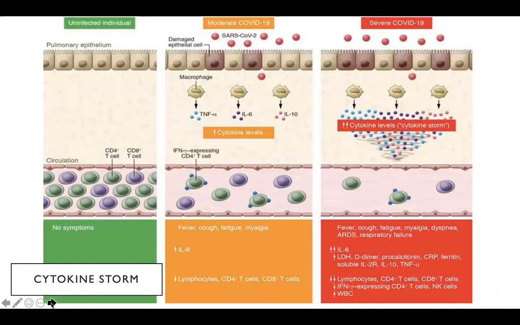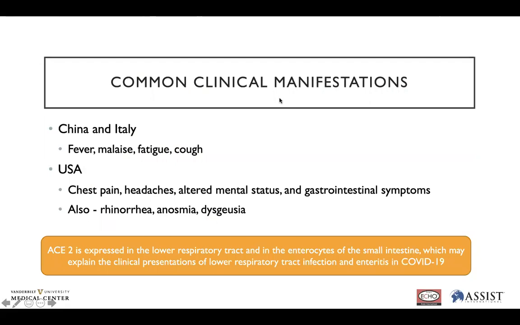Next slide, please. The common clinical manifestations that we just covered are general, and in China and Italy specifically, we've seen fever, malaise, fatigue, and cough. Throughout the world, we're beginning to see clinical manifestations in other areas of the body. This has included chest pain, neurological symptoms such as altered mental status and headaches, and even gastrointestinal symptoms, including nausea, vomiting, diarrhea. More recently, we've come to recognize that patients can also lose a sense of taste and smell and develop runny nose or rhinorrhea.